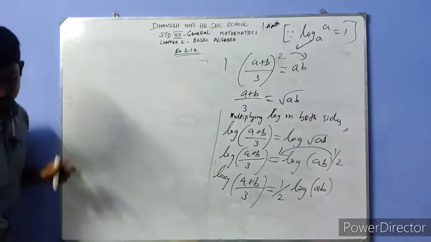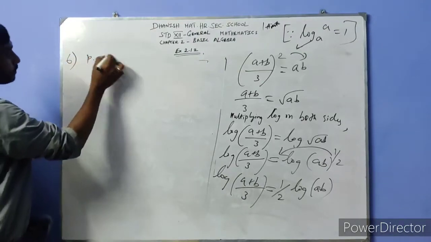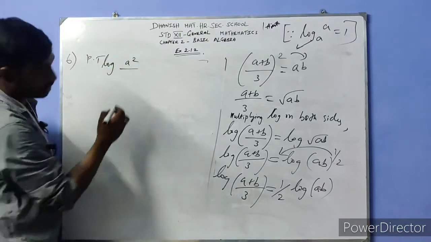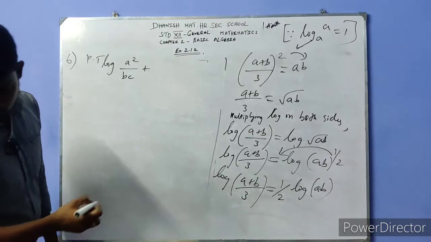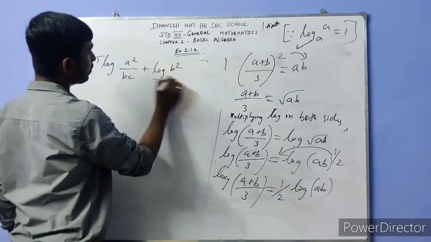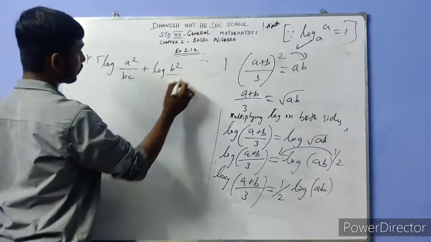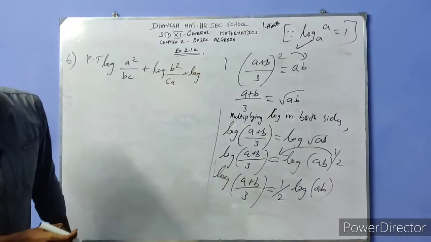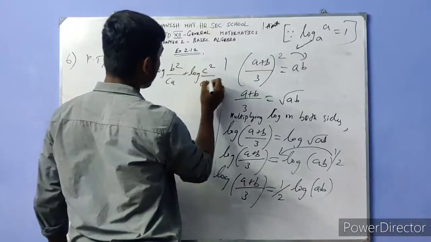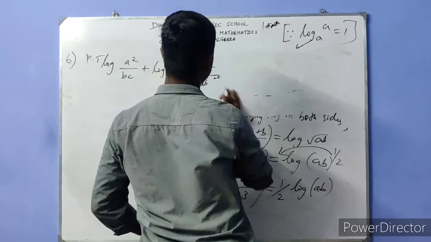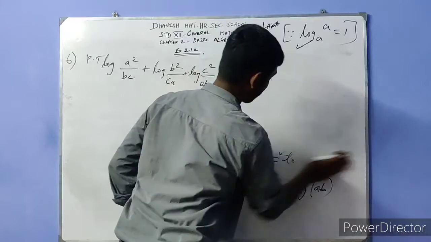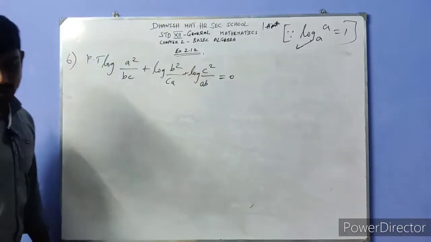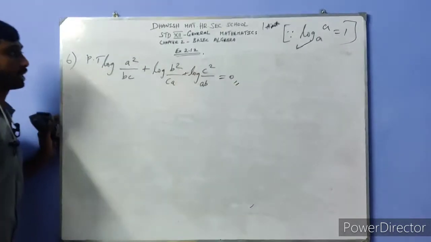What is the question given for the sixth one? Prove that log of a square divided by bc plus log of b square divided by ca plus log of c square divided by ab equals 0. This one is a very easy proof sum. So what is the proof here? Your answer will be 0, as given in the question.